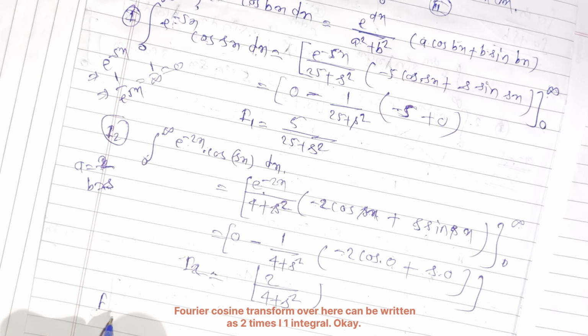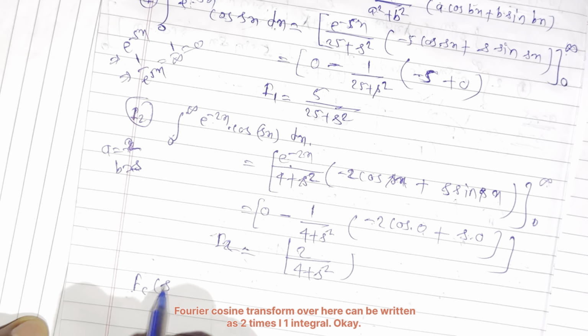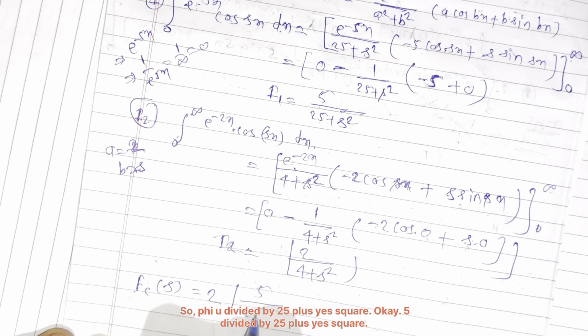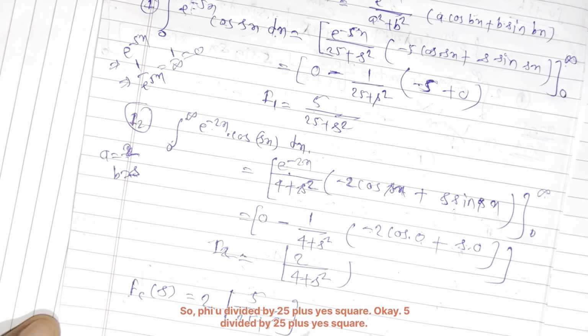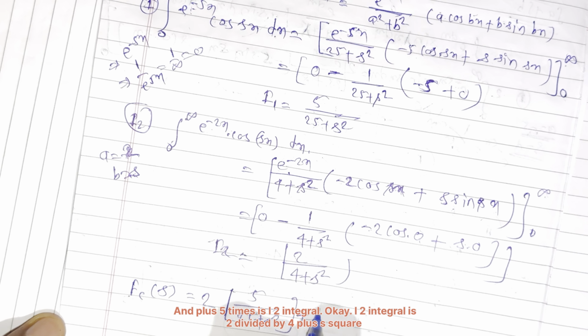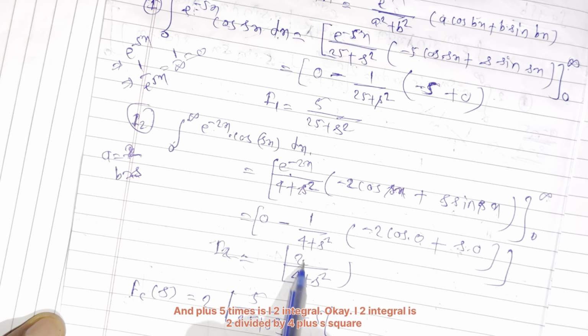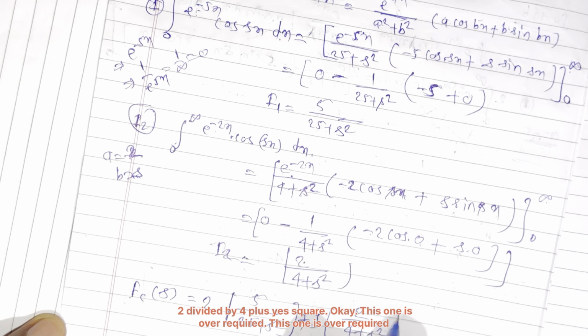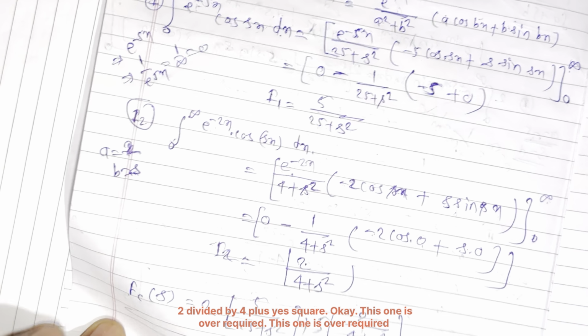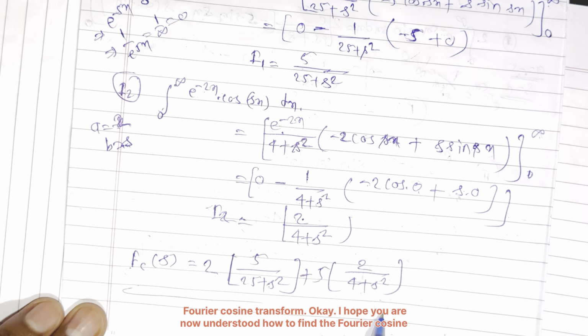Let me write the Fourier cosine transform. The Fourier cosine transform over s can be written as 2 times the I1 integral, that is 5 divided by 25 plus s square, plus 5 times the I2 integral, which is 2 divided by 4 plus s square. This one is our required Fourier cosine transform.